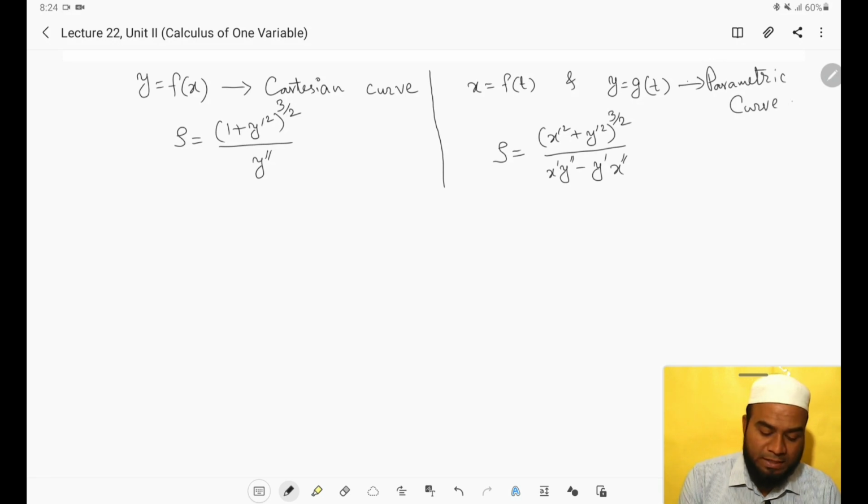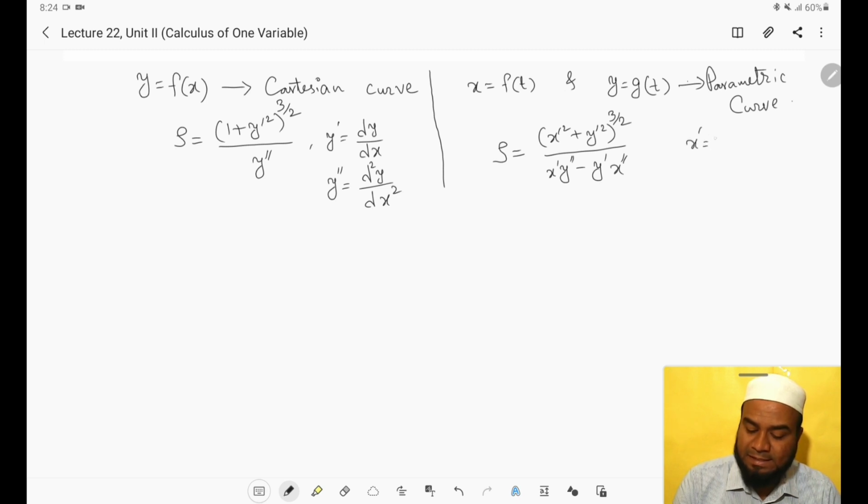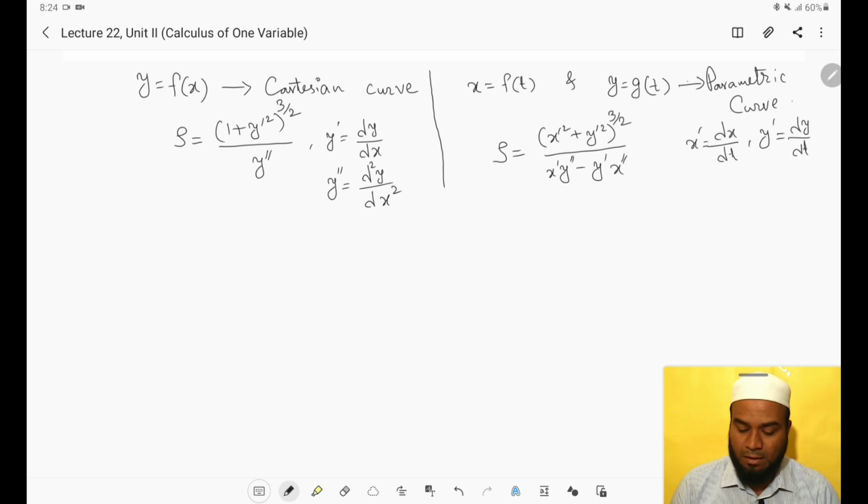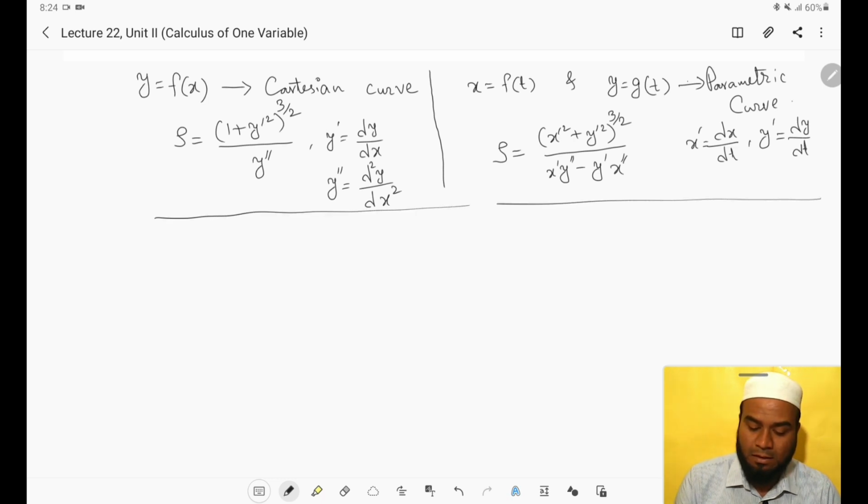Right? So here what is y dash and y double dash? Here y dash is dy by dx, the derivative of y with respect to x, and y double dash is the second order derivative of y with respect to x. Here what is x dash? X dash is nothing but the derivative of x with respect to t, and y dash is the derivative of y with respect to t. Similarly, the second order derivatives, right? So this we have seen in the previous two classes for evaluating radius of curvature if the given curve is a Cartesian curve and if the given curve is a parametric curve.